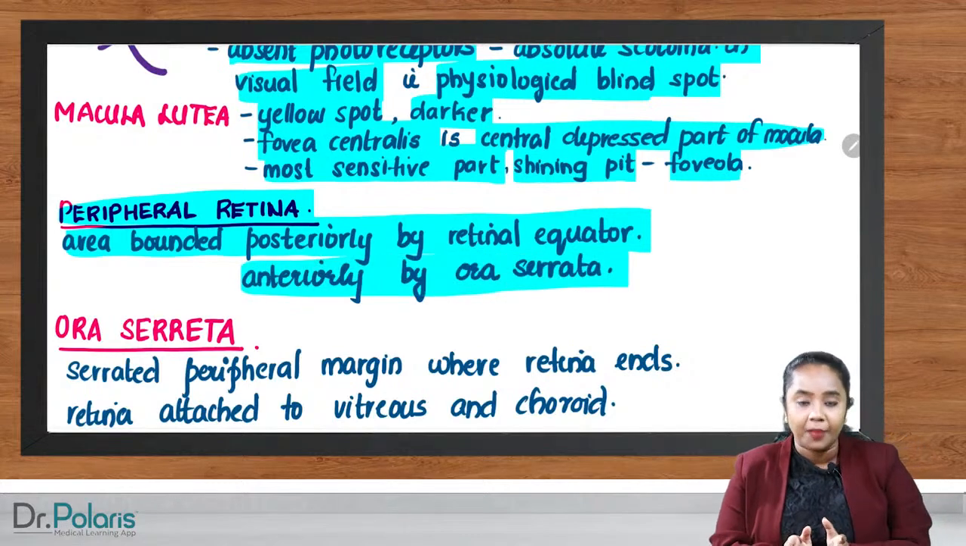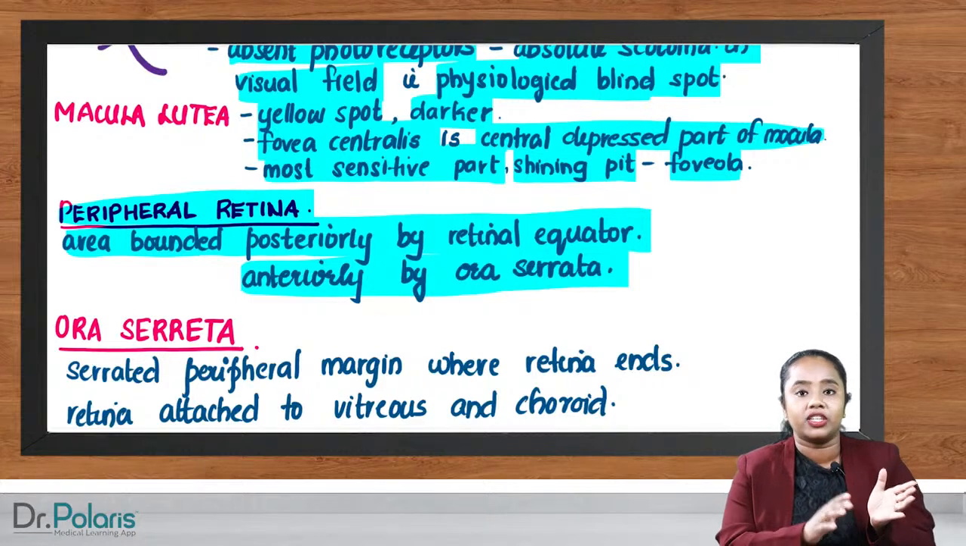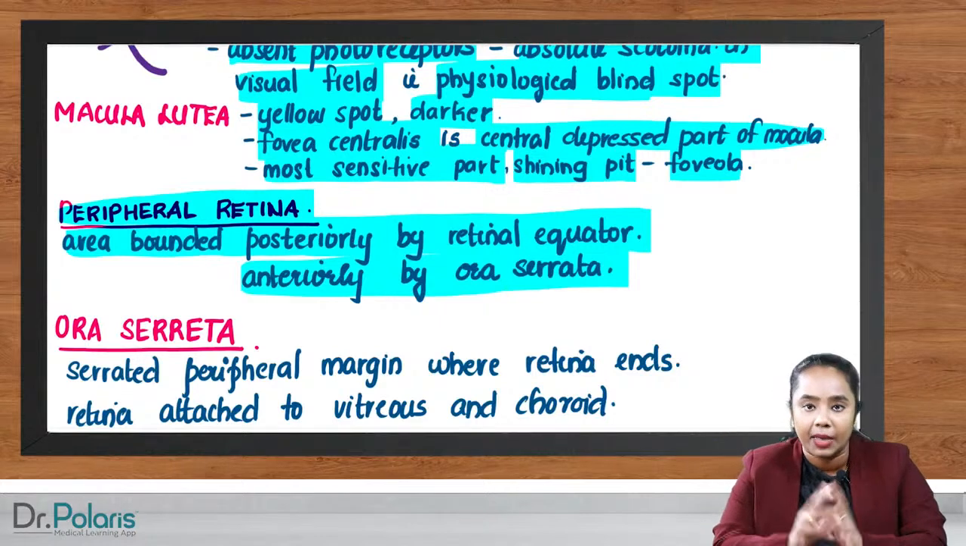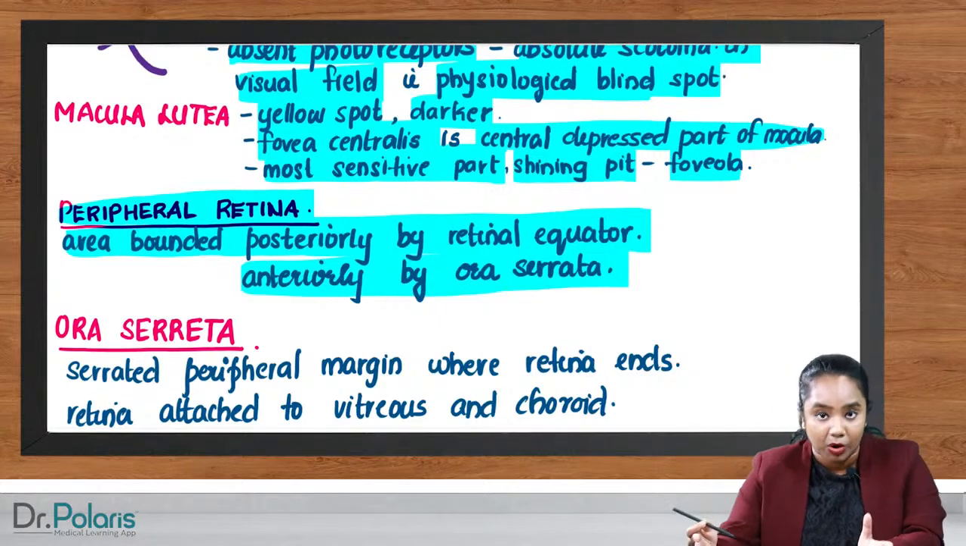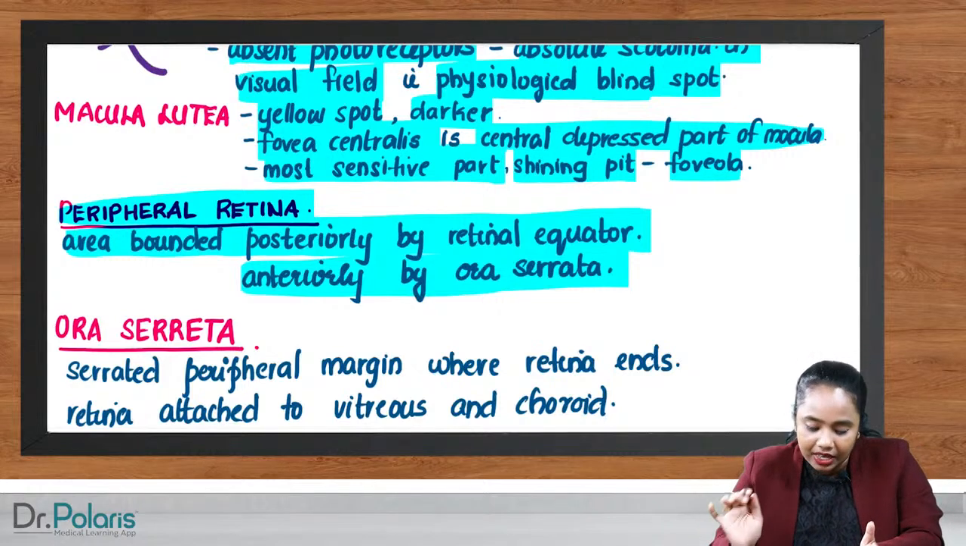So there is one area whose posterior part, at the back, is what we call the retinal equator, and in the front it is called the ora serrata. So anteriorly it is bound by the ora serrata and posteriorly by the retinal equator.